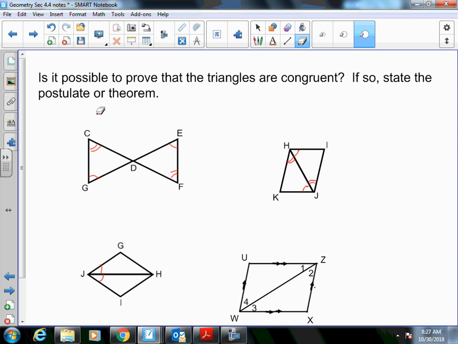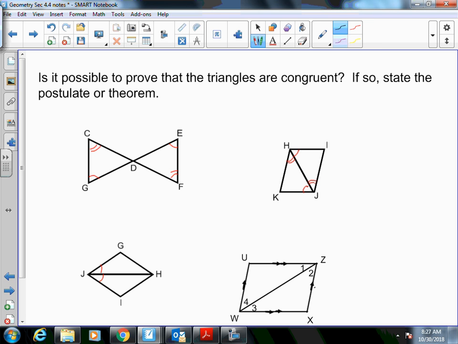So the first set of triangles there, we have two angles marked congruent and two angles marked congruent. So, does anybody see a way that those two triangles could be congruent to each other? And we do have the option that we would have vertical angles here in the middle, right?